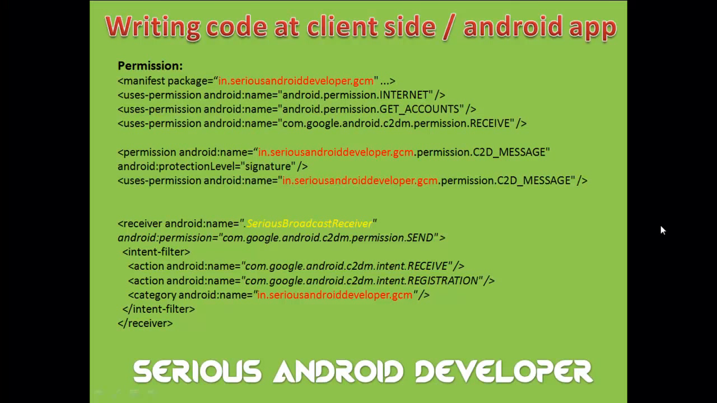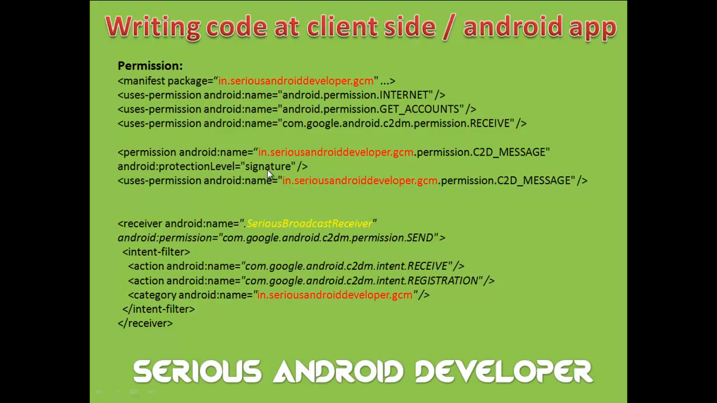Okay, writing code at client side, or creating an Android application for GCM. Consider we have created a new project with the package name in.series.android.developer.gcm with four permissions and one permission, simple permissions. There is internet permission, get accounts, com.google.android.c2dm.permission.RECEIVE, and the uses permission with the package name followed by permission.C2D_MESSAGE, and similarly the C2D message with an Android protection level signature.